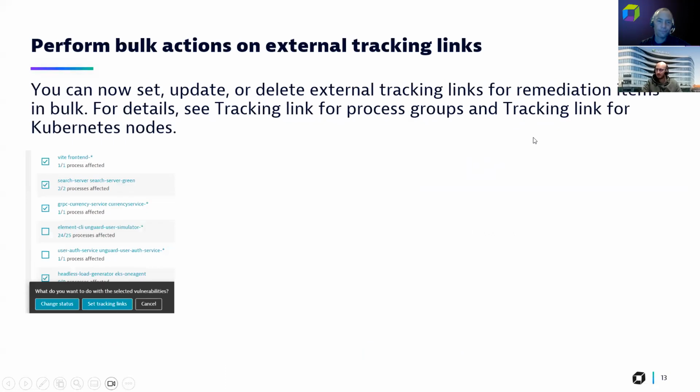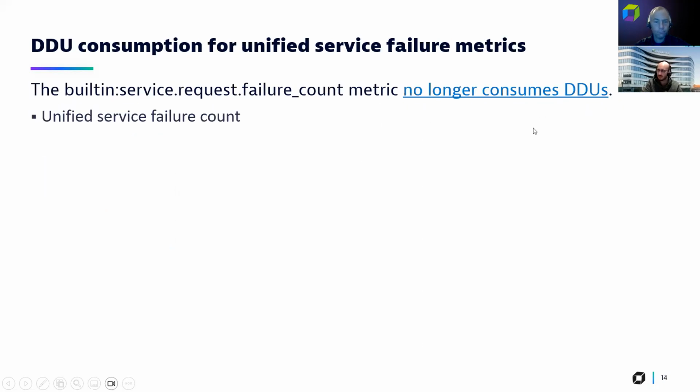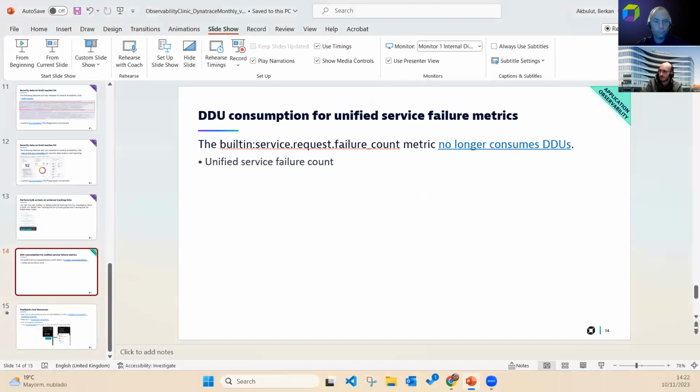Let's see if we have another thing in security. Yes, we have only one. Also additional updates. You might remember we introduced set tracking links in one of our previous versions for the remediation items. Now these actions are available in bulk. As you see, there are three or four process groups that I used, and you can now set tracking links for all of them. Perfect.